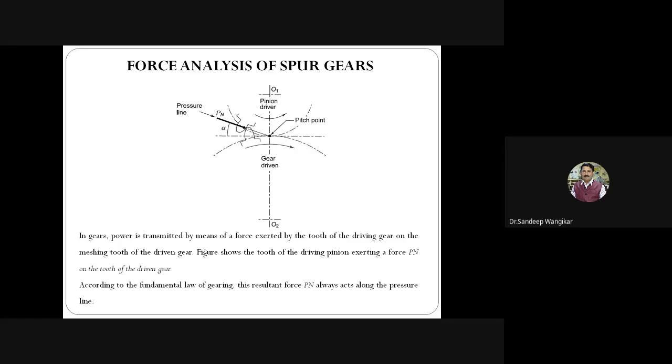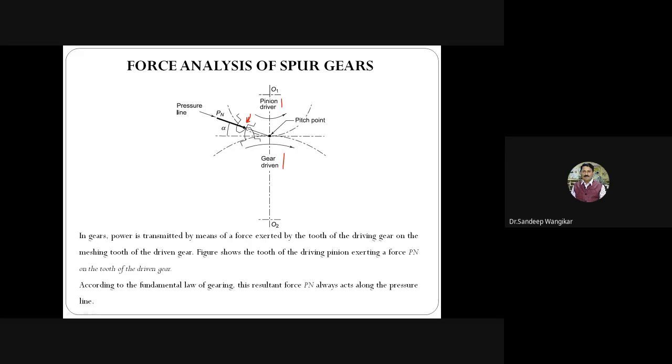Pair, and it is exerted by driving gear to driven gear. So if you refer to the diagram, this is the pinion, this is the driving gear, and this is the driven gear. The power is transmitted by a force exerted by the tooth. So assume that this is the tooth. I will highlight here. This is the tooth on the pinion.